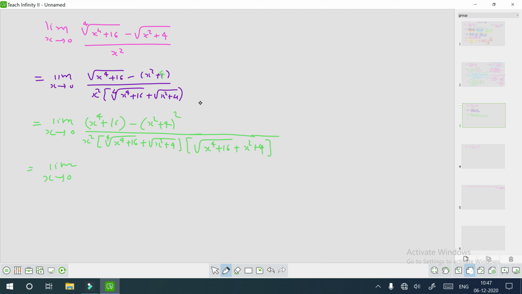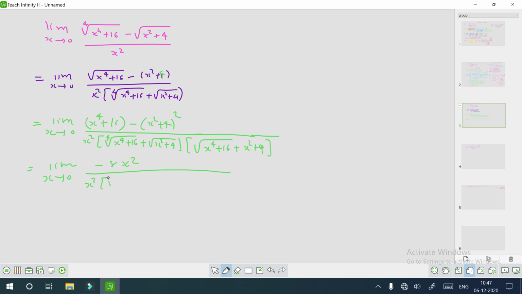See, that is equal to limit x tends to 0. Now please see here. x raised to 4 plus 16 minus x raised to 4 plus 8x square plus 16. Yes or no? Now x raised to 4, x raised to 4 get cancelled, 16 gets cancelled. What do we get? Minus 8x square. So minus 8x square over the denominator quantity as it is. Now let us write it.